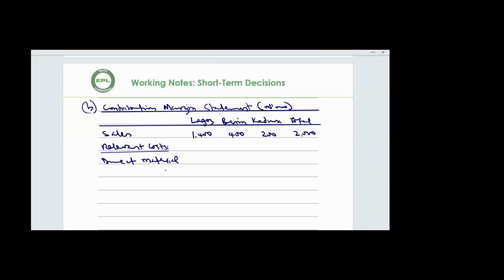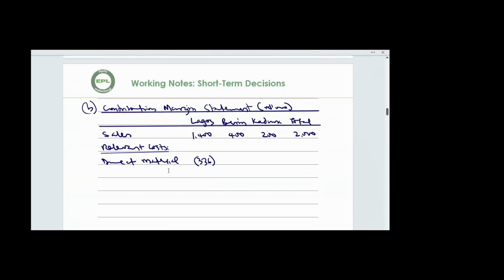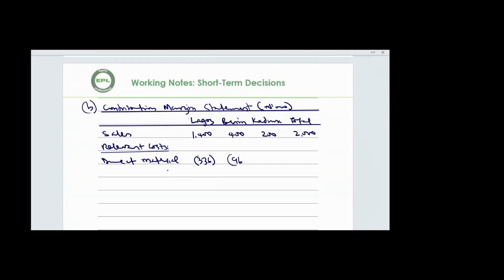Direct material for Lagos is 336. Direct material for Benin is what? 96. Then 48. The total is 480. Then we have direct wages: 210, 60, and then 30. When you add it all up, 300.